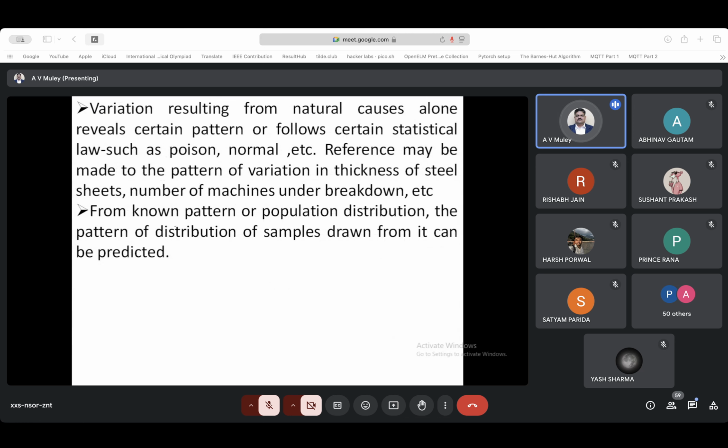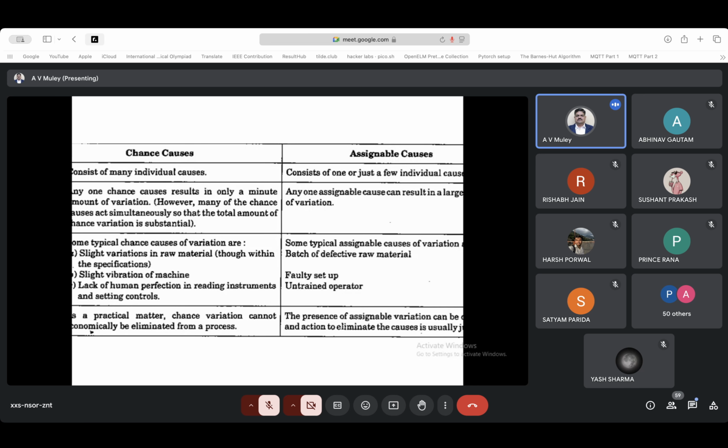ये दोबारा हो गया क्या, ये स्लाइड दोबारा आ गया, नहीं मैं चेंज कर दूंगा.